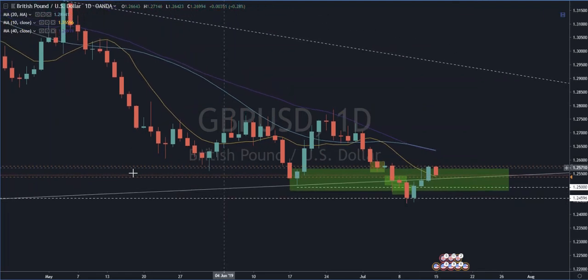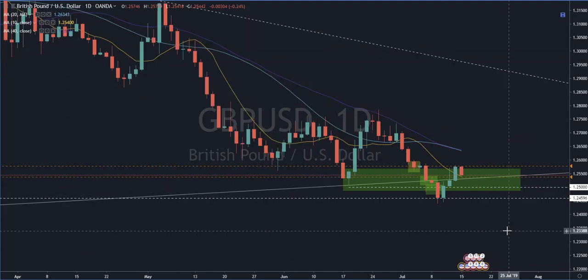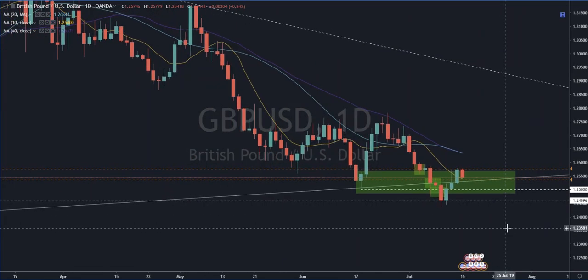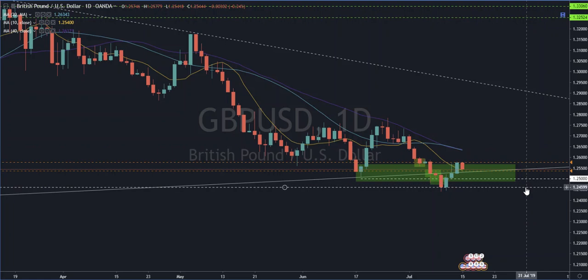And it doesn't matter with this pair, because the long-term bias for the pound, once Brexit has been resolved, is potentially to the upside. So it's worth just keeping your eye on price, the fundamentals, and then just letting the market tell you which way it's going to go.